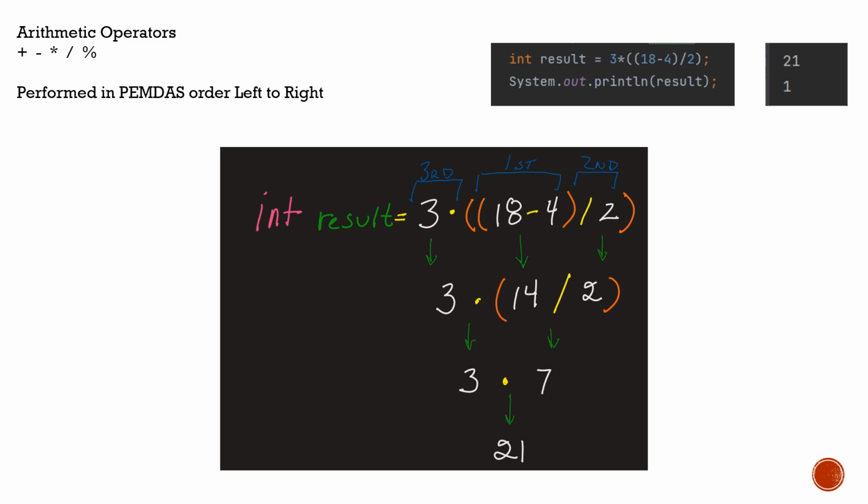Remember how I told you that the value will replace the variable? Well, here, Java performed an operation, we got an answer, and replaced the variable with the result of the answer. The final line says print the variable result, and it printed 21.